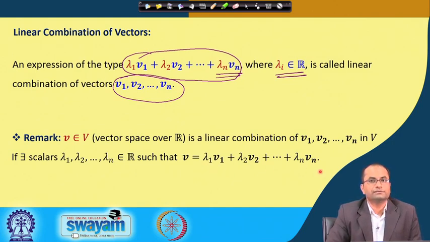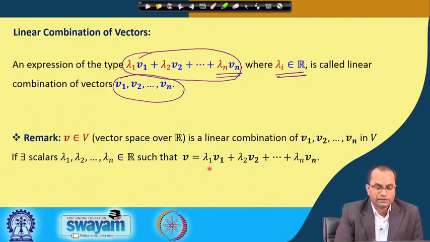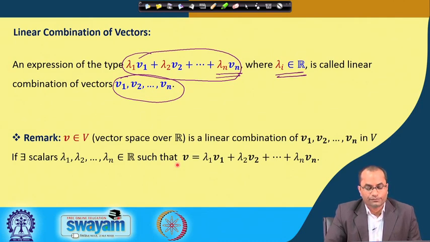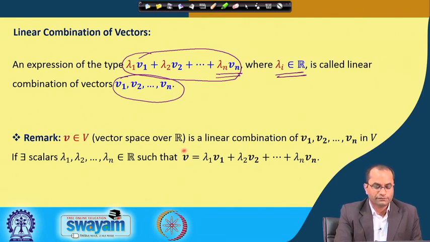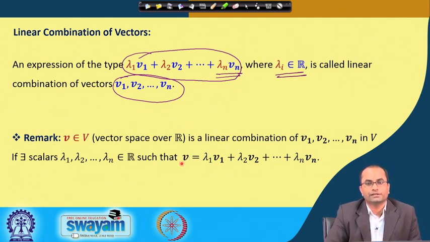Then we call this v a linear combination of the vectors v 1, v 2, v 3, v n, if we can write down this v as lambda 1 v 1 plus lambda 2 v 2 plus lambda n v n. This vector is a more general term we are talking about from the vector space. They can be matrices, they can be polynomials, etc. So, if this given v we can write down as a linear combination of these other vectors, then we call this a linear combination of the vectors v 1, v 2, v 3, v n.